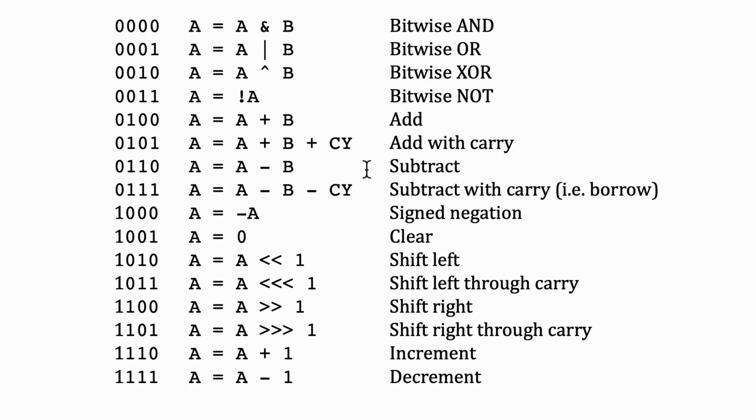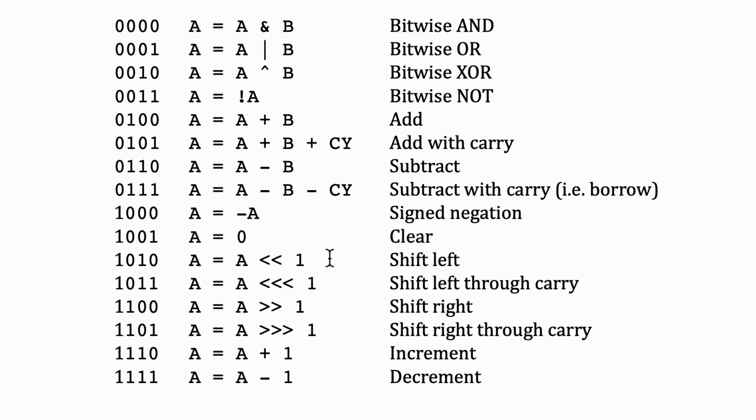In order to add multi-byte quantities, we also have an add with carry. We can subtract multi-byte quantities, and for that we have a subtract with borrow, or sometimes called subtract with carry. The carry flag is used to store the borrow from the previous byte's subtraction and will be 1 if and only if there was a borrow. We also have an operation to do negation on signed values and an instruction to clear the A register.